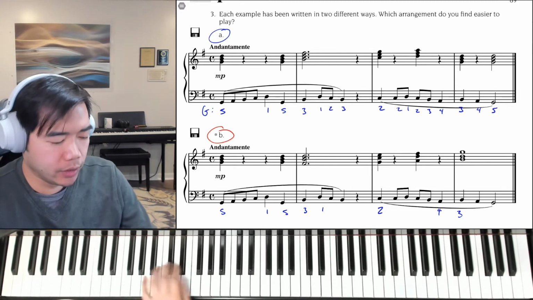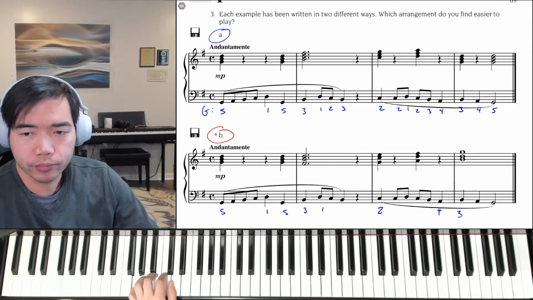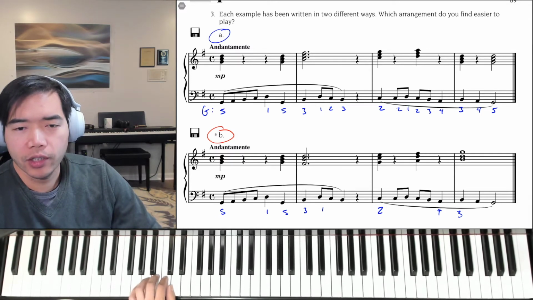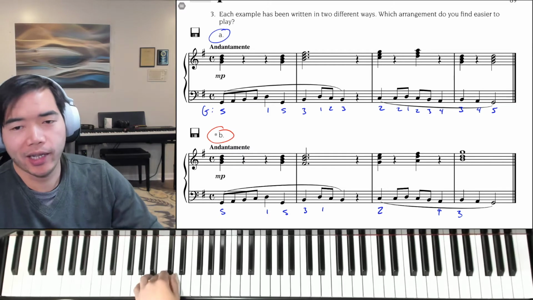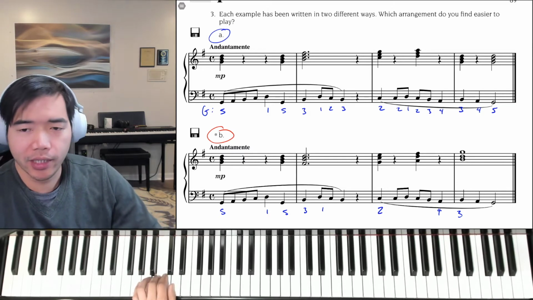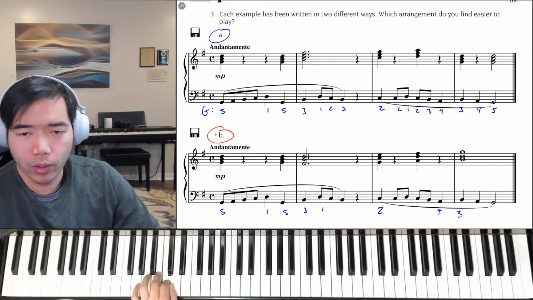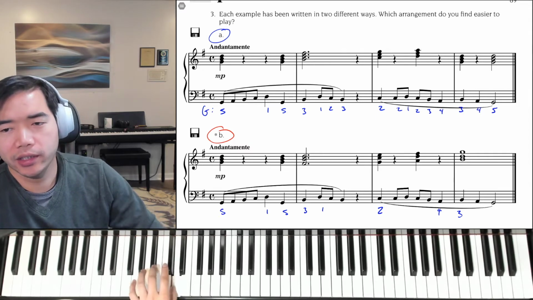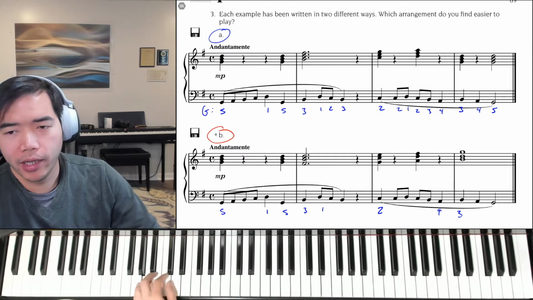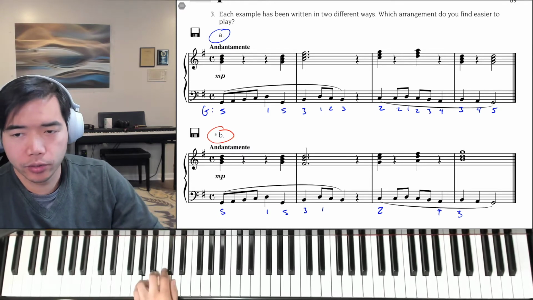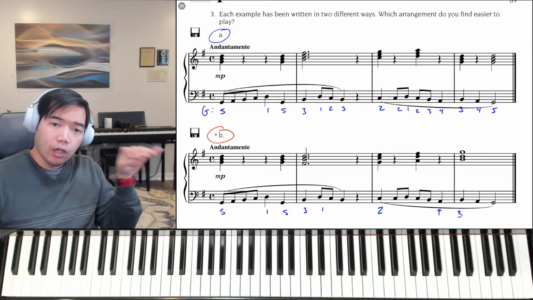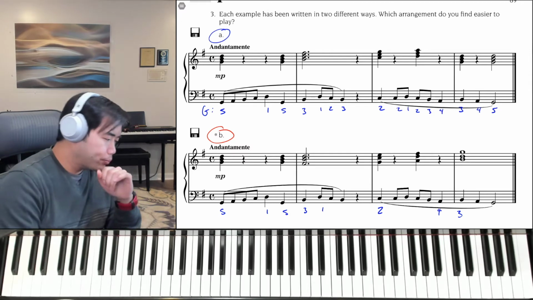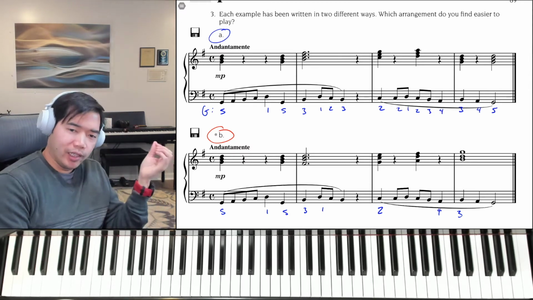Let's try playing the left hand. So it's on G2 position. 3 and 4 and 1 and 2 and 3 and 4 and 1 and 2 and 3 and 4 and 1 and 2 and 3 and 4 and 1 and 2 and 3 and 4 and it's identical on both examples A and B. Now let's analyze the right hand.